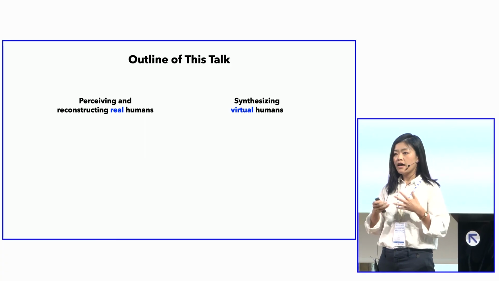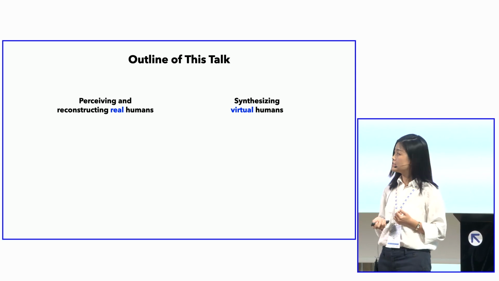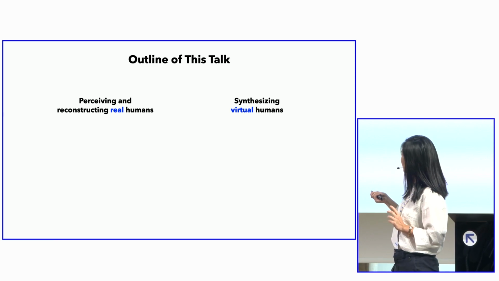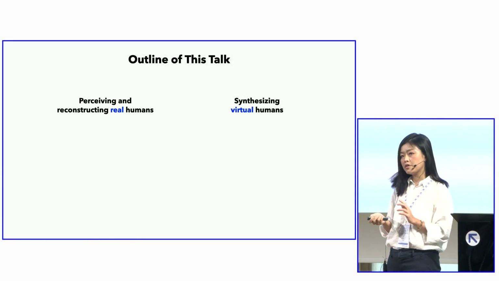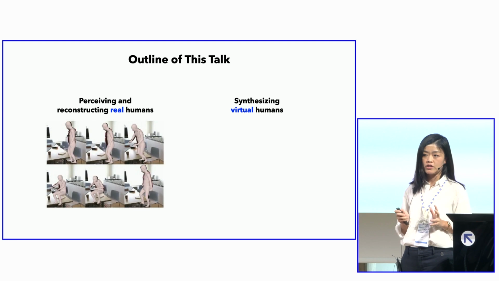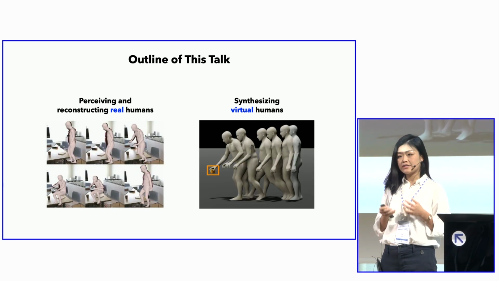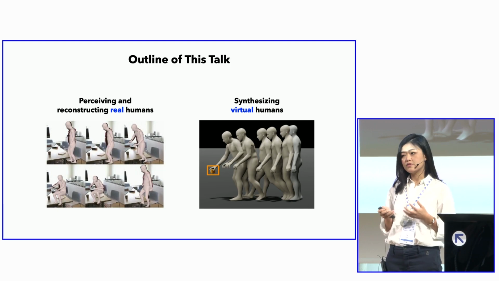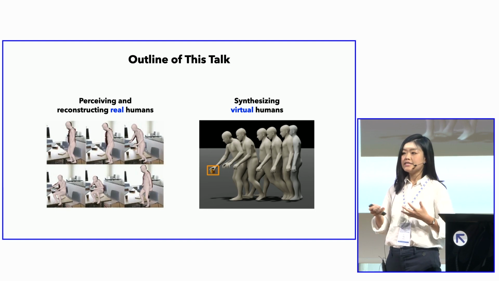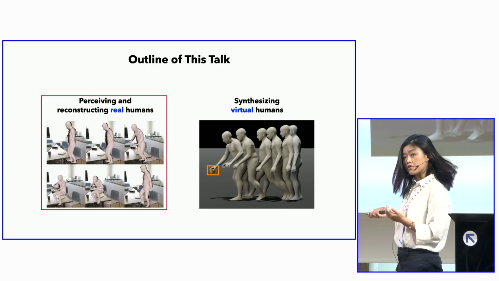We focus on understanding and modeling 3D humans for real-world applications, and this is also the outline of this talk. The first part is perceiving and reconstructing real humans. I will present a project where we try to reconstruct human motions from monocular RGBD videos. The second part of the talk is about synthesizing virtual humans, where I will present several works where we try to synthesize realistic virtual humans in 3D environments. So let's start with the first one.